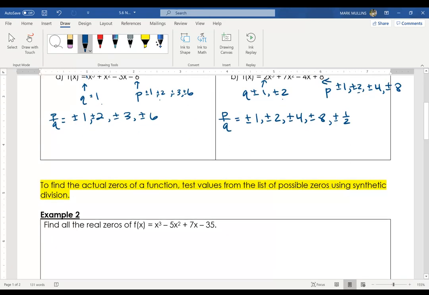To find the actual zeros of a function, we have to test them using synthetic division. So let's remember, if the remainder is 0, it divides evenly, it's a factor, it is a zero.